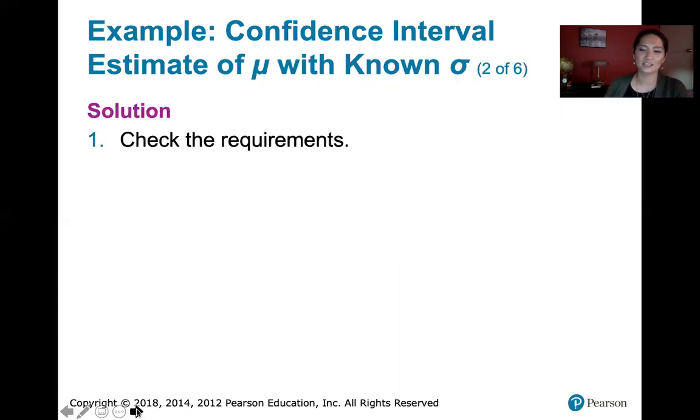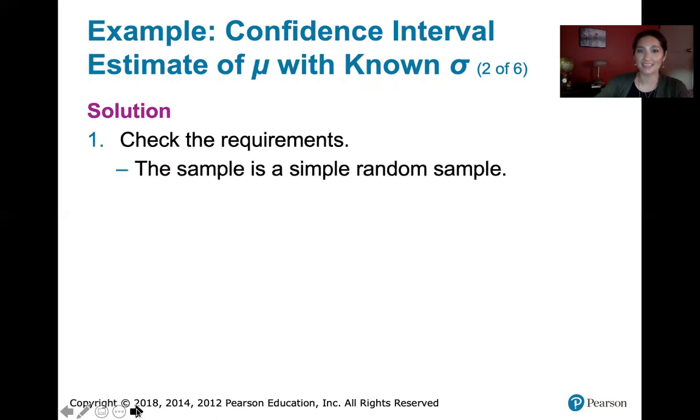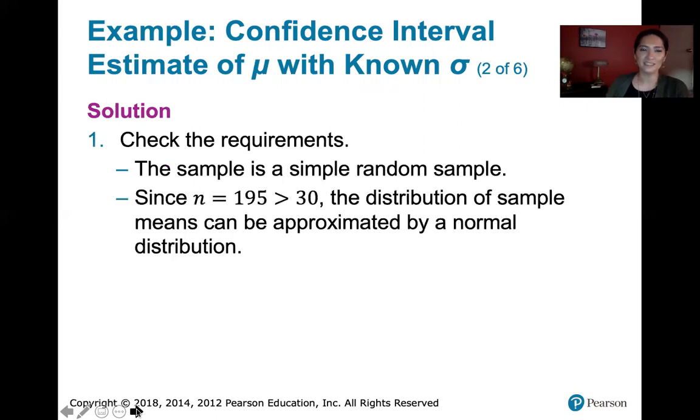Okay, first we need to check the requirements. Do we have a simple random sample? Yes, we were told that the sample was a simple random sample. And then we next need to check that the sampling distribution of the sample means is approximately normal. Since n is equal to 195, and that's definitely greater than 30, the distribution of sample means can be approximated by a normal distribution. So what we're about to do is just fine. So the requirements are met.